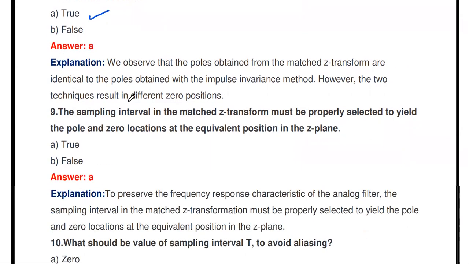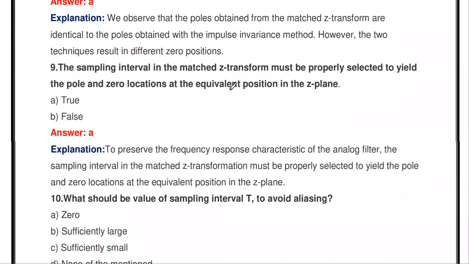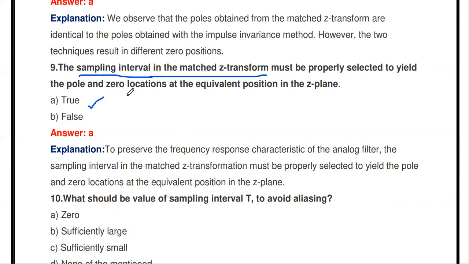It's true. The next thing: the sampling interval in the matched Z transform. Sampling interval means capital T. The sampling interval in the matched Z transform must be properly selected to yield the pole and zero location at the equivalent position in the Z plane. It's true. In order to locate poles and zeros in the Z plane properly, we have to select the sampling interval capital T in a correct manner, in the matched Z transform.